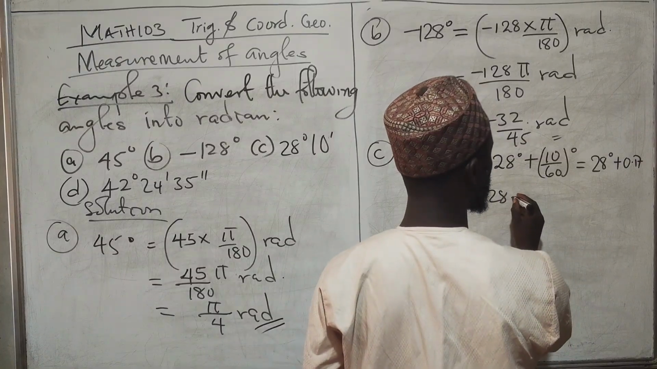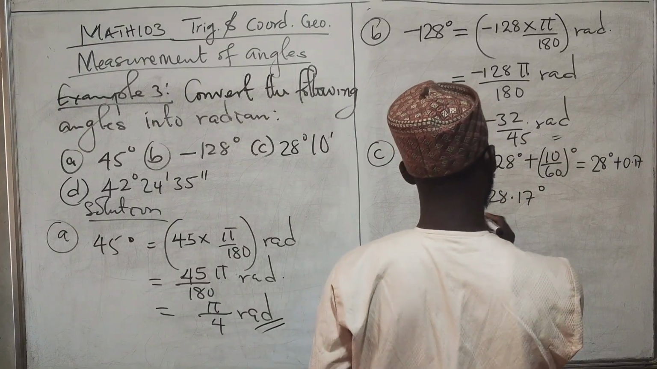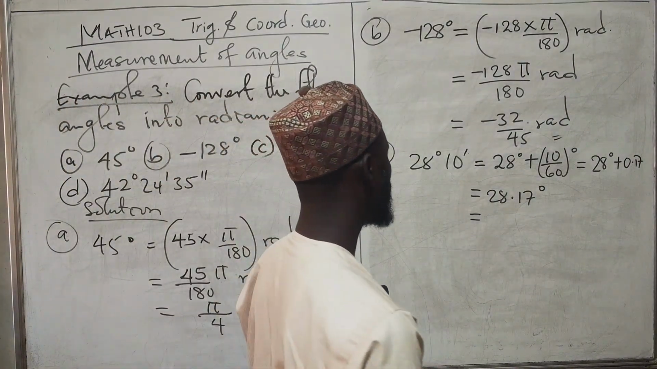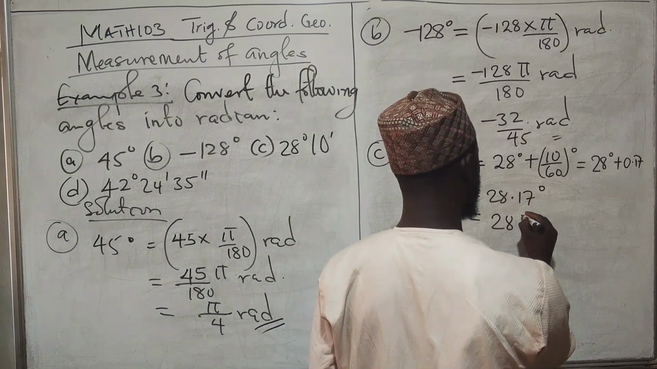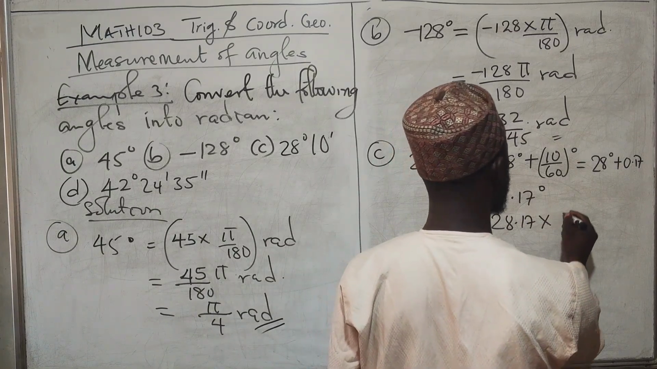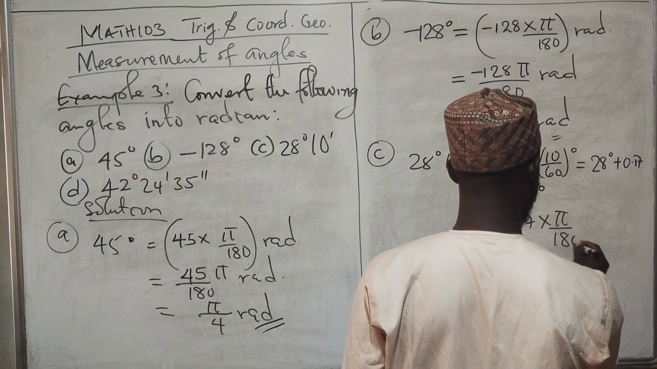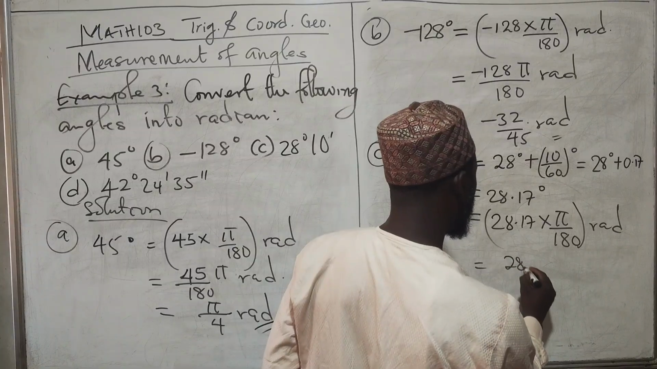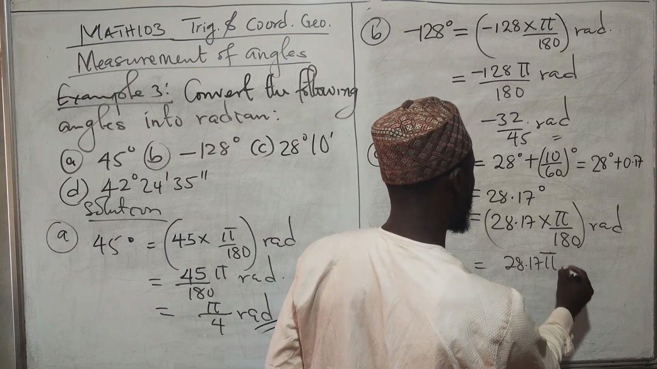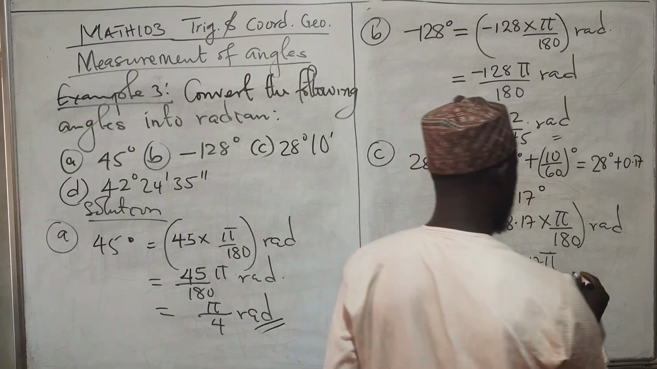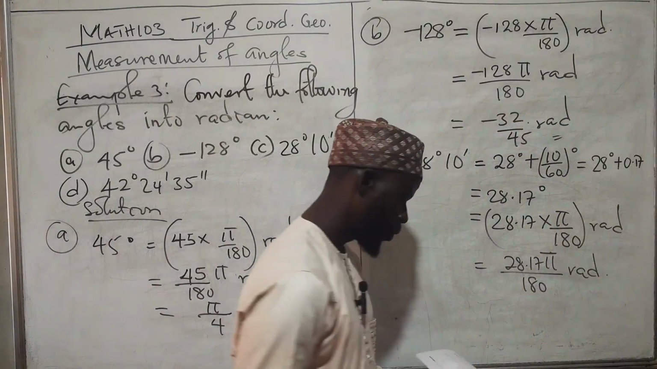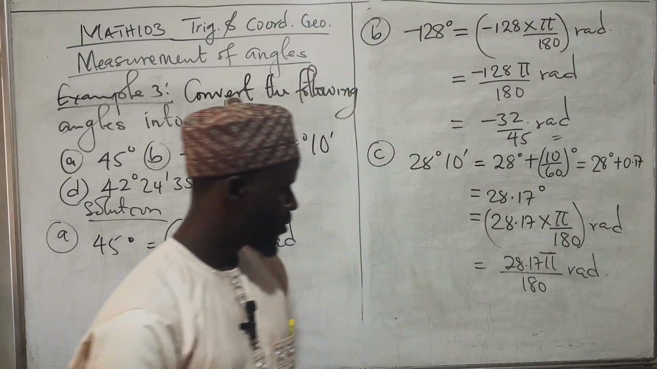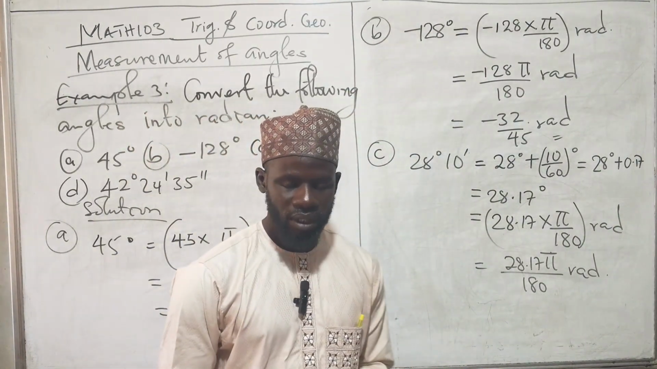But now we want to convert it, so we further convert it to radian measure. So this is 28.17 times pi over 180. After the conversion, we are in radian. So this is 28.17 pi divided by 180, and then we are in radian measure. So one can further use a calculator and divide 28.17 by 180 in radian measure.